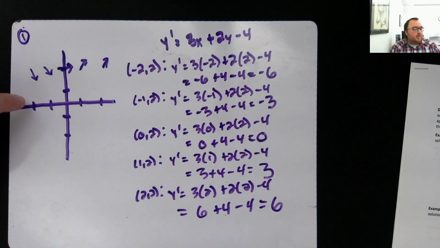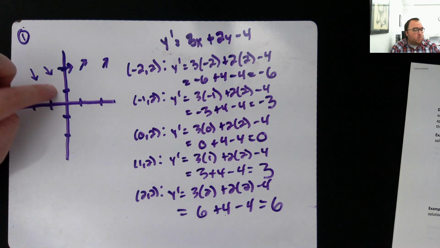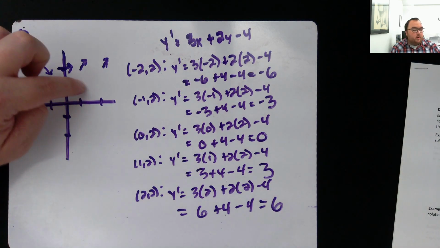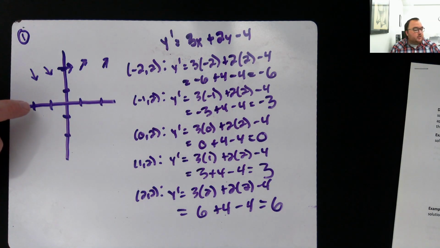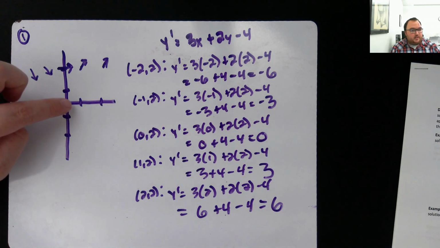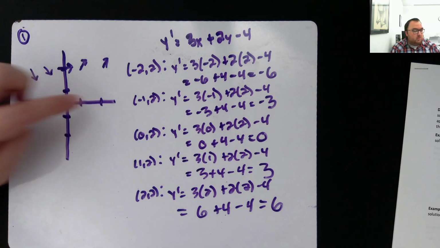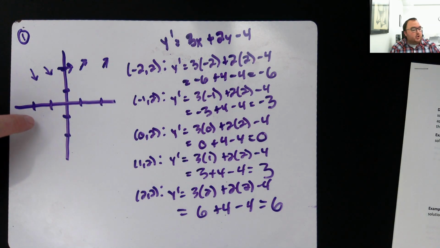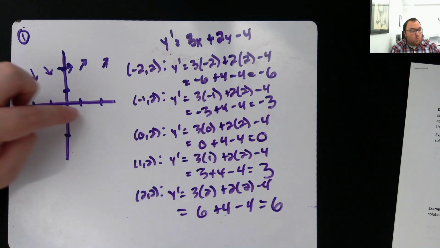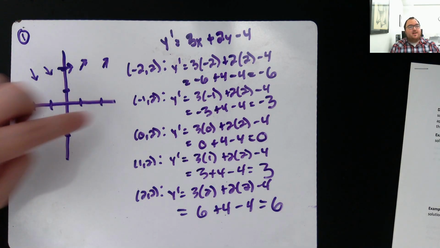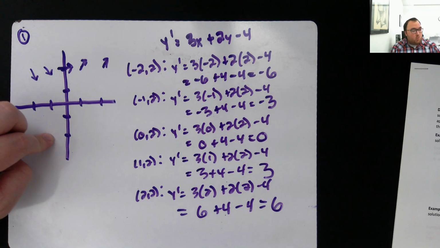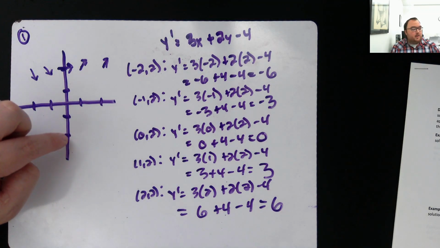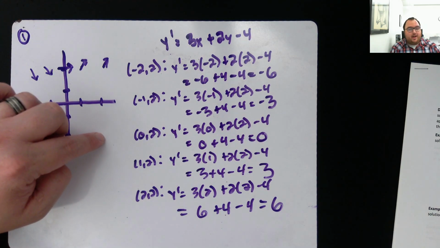So this would be (-2, 1), (-1, 1), (0, 1), (1, 1), (2, 1). Then do every point on here: (-2, 0), (-1, 0), (0, 0), (1, 0), (2, 0). Then again right here: (-2, -1), (-1, -1), (0, -1), (1, -1), (2, -1). Then do it again down here: (-2, -2), (-1, -2), (0, -2), (1, -2), (2, -2).